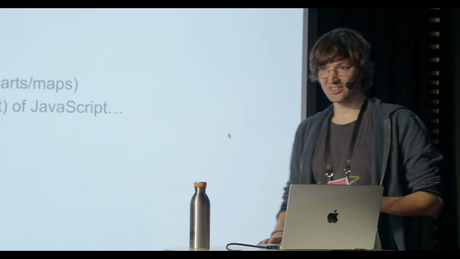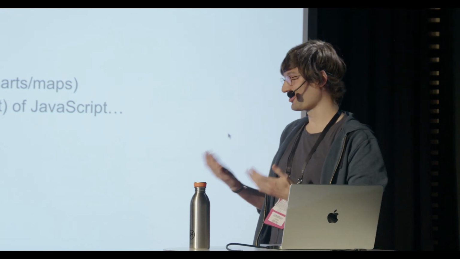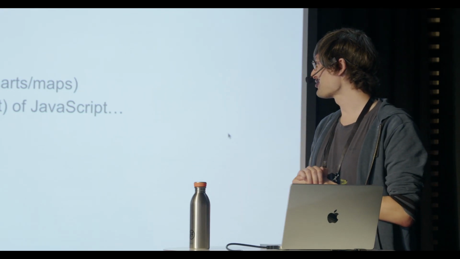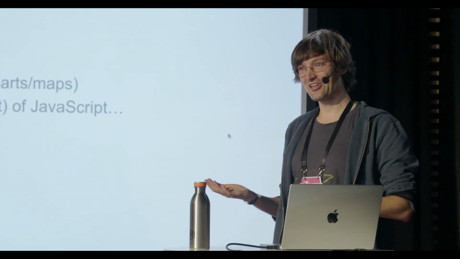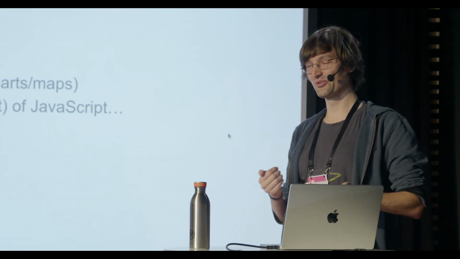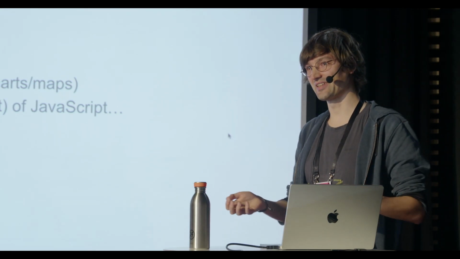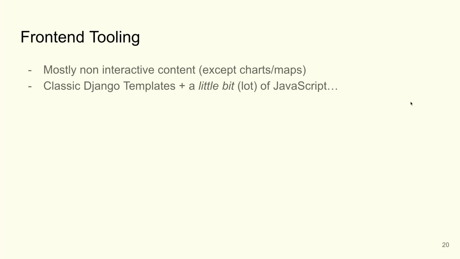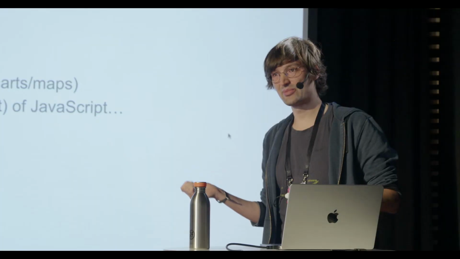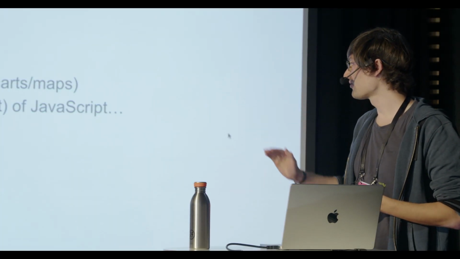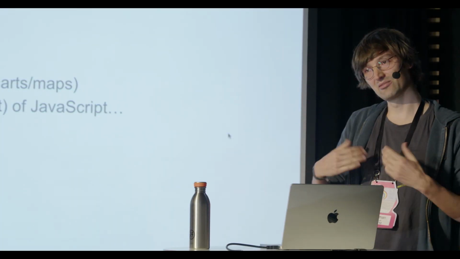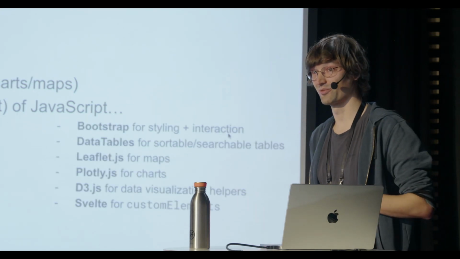Yeah, so the last part was front-end. In our application, I don't have any state inside the user space. It's just viewing stuff, except for charts and maps, which are dynamic but also don't have any state. So I didn't want to use any React or single-page application stuff, and I just went with classic Django templates and a little bit of JavaScript to enhance it, or to be honest, a lot of JavaScript to enhance it.